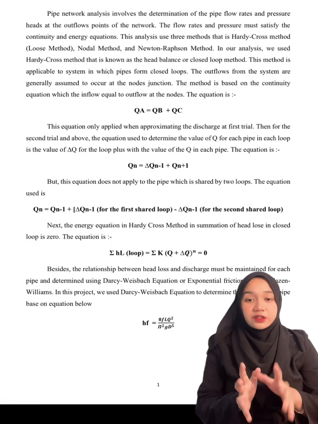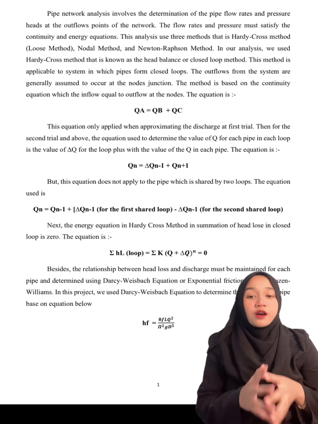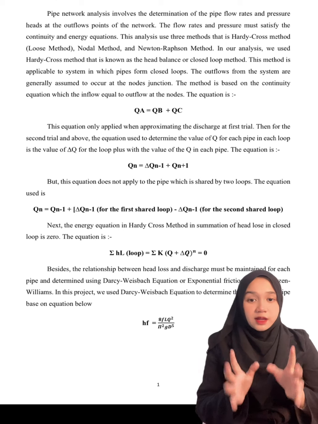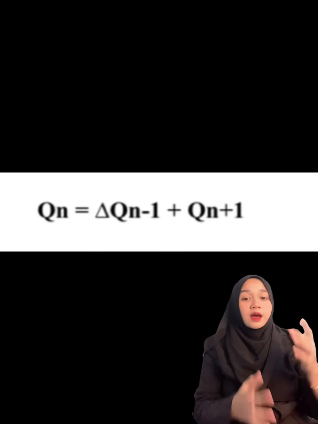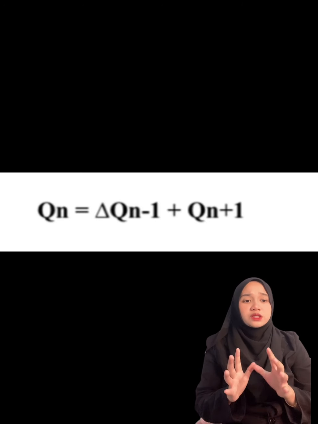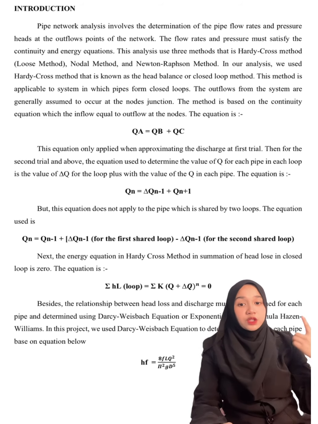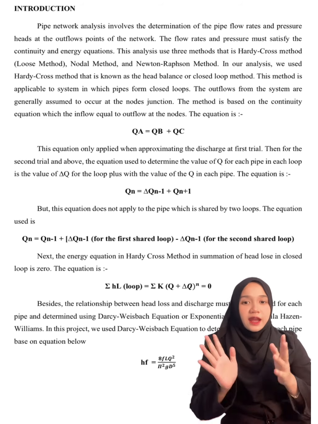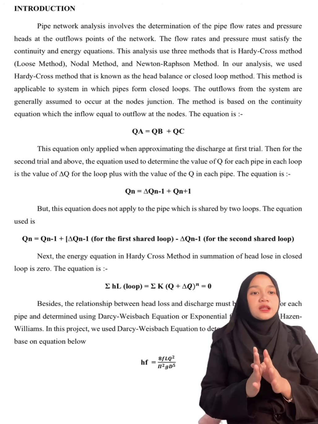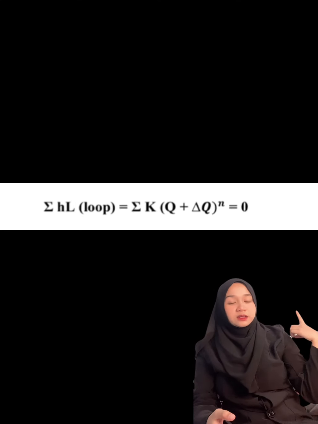Then for the second trial and above, the equation is used to determine the value of Q for each pipe in each loop. The equation for the second trial and above is as shown, but this equation does not apply to the pipe which is shared by 2 loops. If it is shared by 2 loops, you will use another equation. Next, the energy equation in the Hardy-Cross method: the summation of head loss in a closed loop is 0. The equation for that is there.